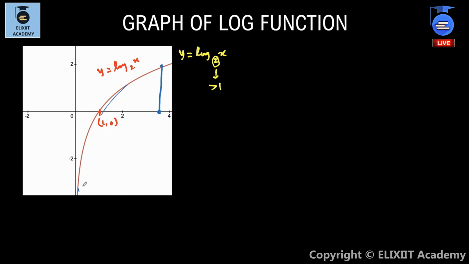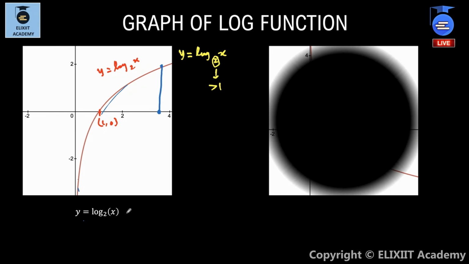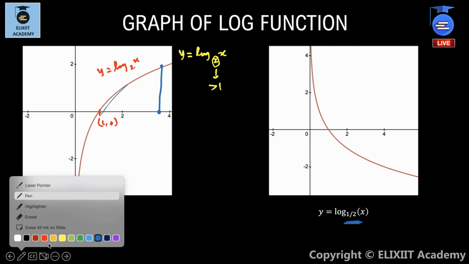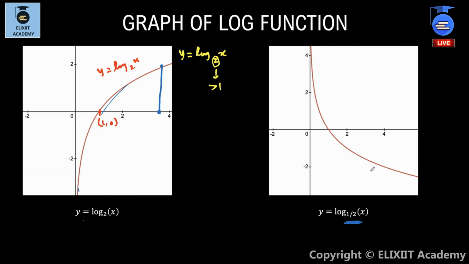Increasing graph of this function. So this is the graph of y equals log x base 2. Similarly, when the base lies between 0 and 1, let's say you consider the graph of y equals log x base half. When the base is half, what happens? You will have a decreasing graph, as you can see from here.